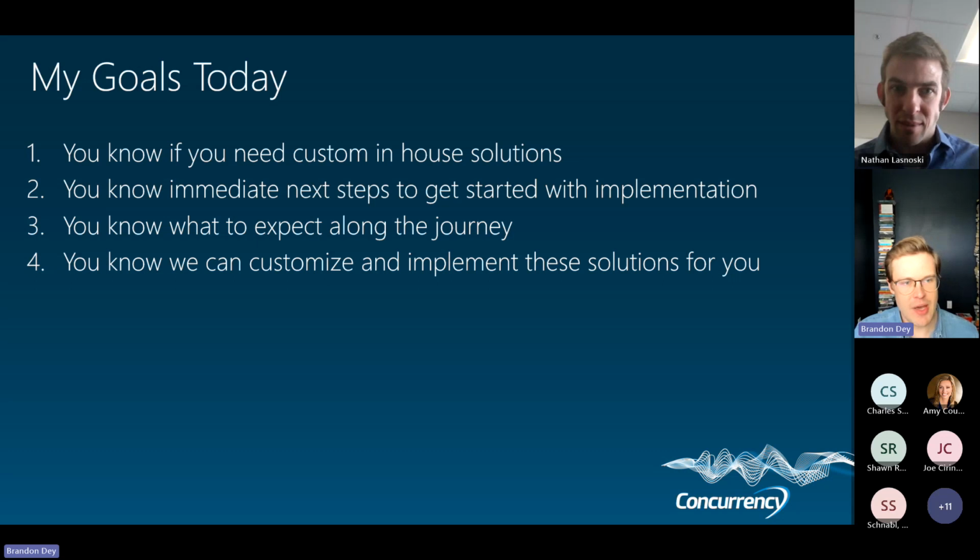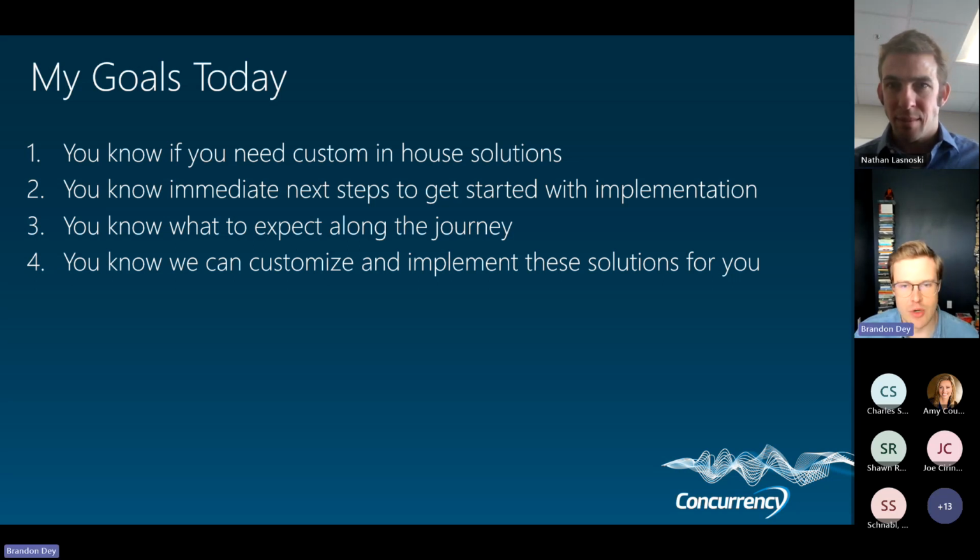All right, so my goals today are fourfold. First, you leave knowing if you need custom in-house solutions. You know the immediate next steps to get started with implementation. Importantly, you know what to expect along that journey, and that's really where we're going to spend the bulk of our time today: what is on that journey in building demand planning and price optimization solutions. And then lastly, you know Concurrency can help you with that. Those are my goals. Super excited about it.